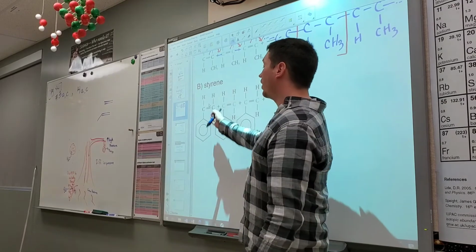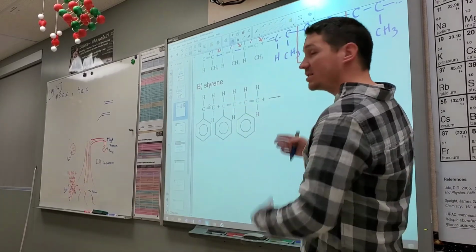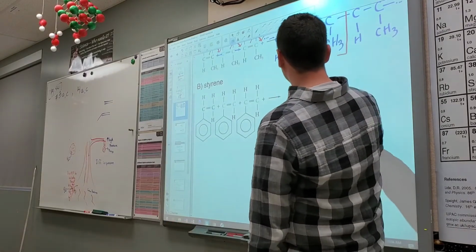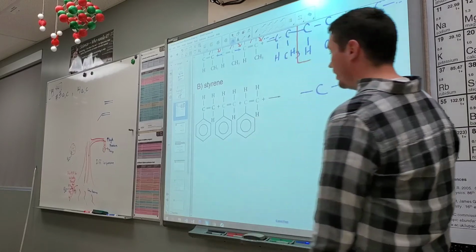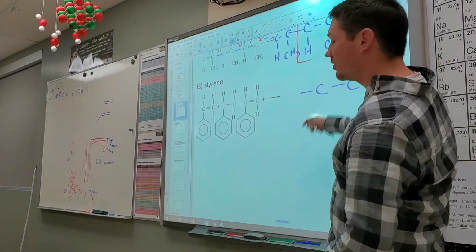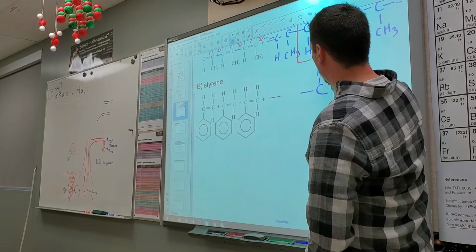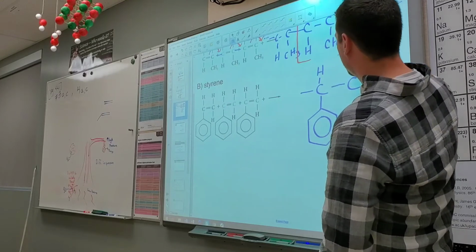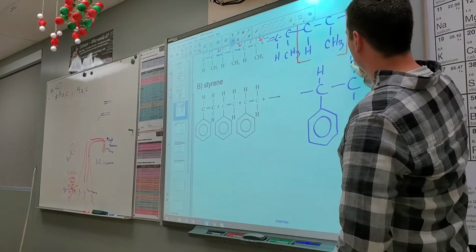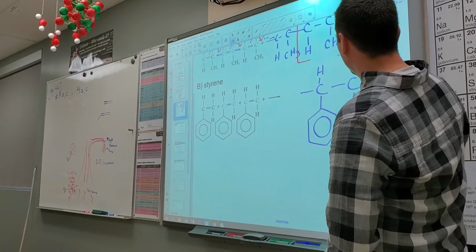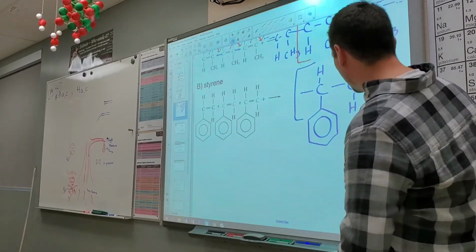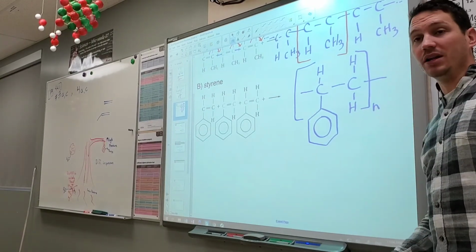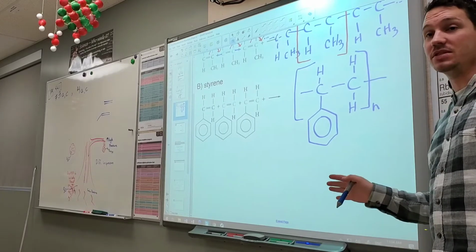So without going into too much detail, what's going to be the repeating pattern? What's going to disappear from our monomers? The double bond. And we're going to get a carbon-carbon single bond. What's going to be attached to that first carbon? A hydrogen and a benzene. What's attached to the second carbon? 2 hydrogens. And we just say that this is repeated n number of times. Do you know what I mean? Every addition polymerization reaction is the same as the last one.